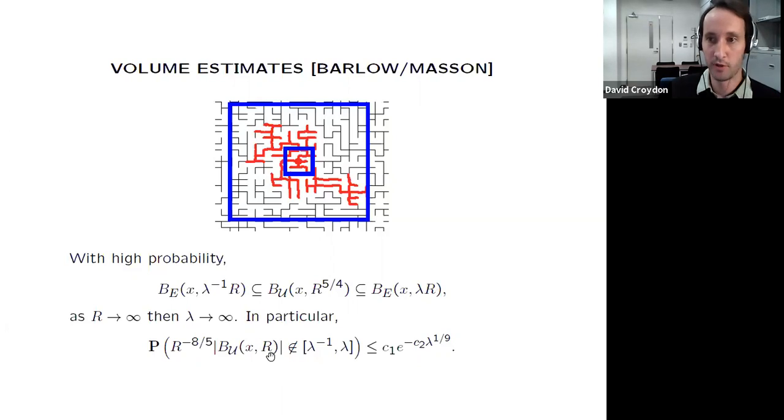And we know, of course, in Z2, balls of size r have r squared points. And so this ball in the uniform spanning tree should therefore have about r to the 8/5 points. And so this is what this result shows. Like I said, it's what you would guess, but we're checking this in a very precise way.